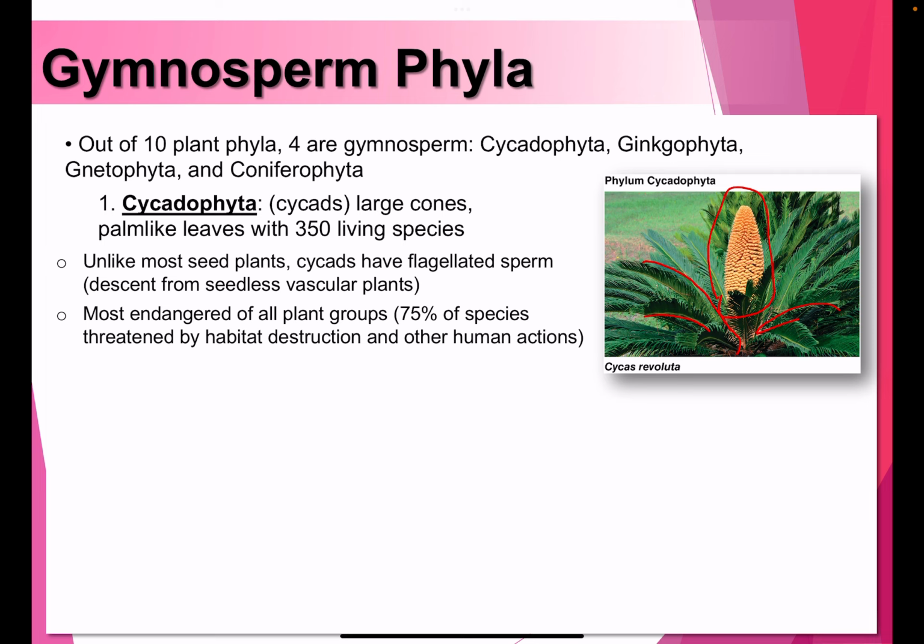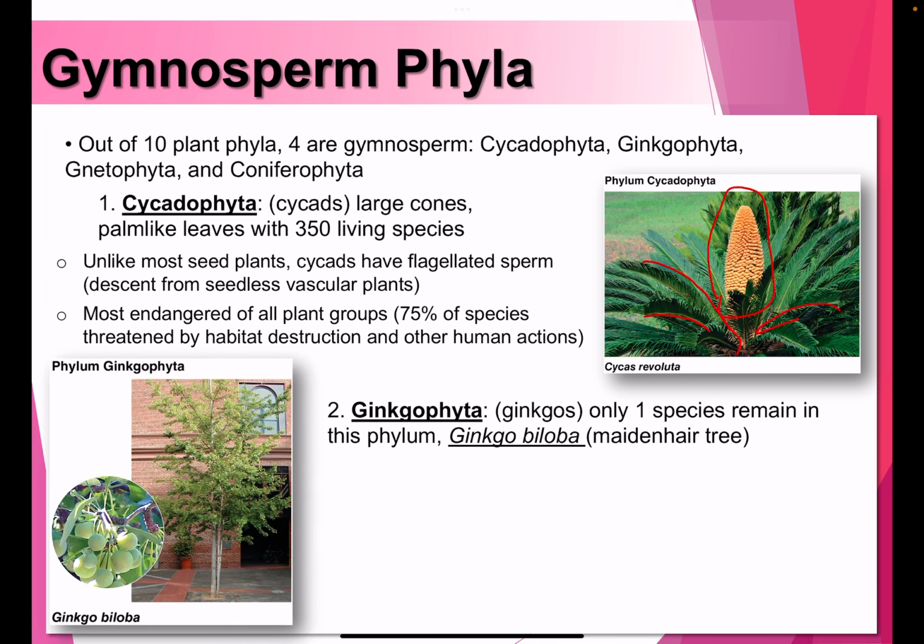The most endangered of all plant groups is usually the Cycadophyta, and they found that 75% of their species are actually threatened by habitat destruction and other human actions. We'll talk about how humans and the increase of our human population size have impacted our ecosystem, including killing a lot of these plant species off.